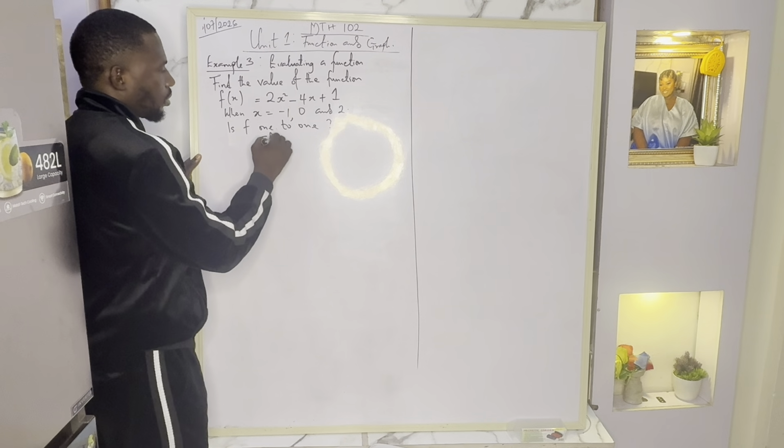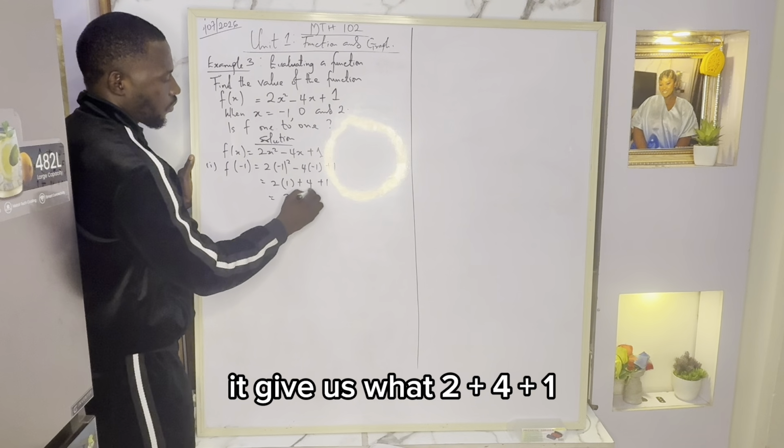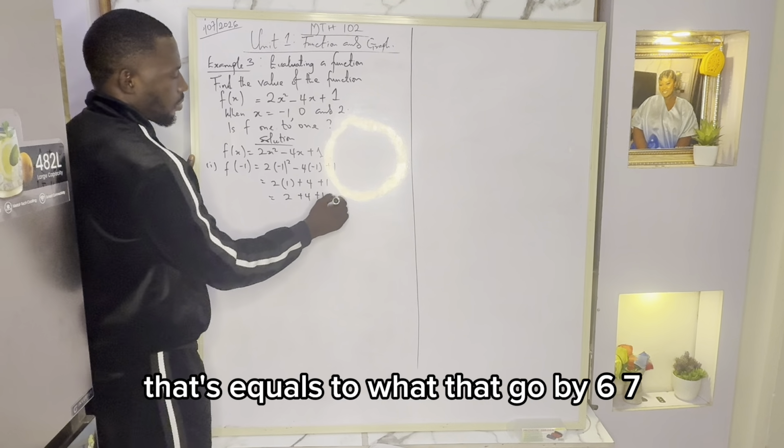From the question, the equation is f of x equals 2x squared minus 4x plus 1. Our first one is to find f of minus 1, which equals 2 open bracket minus 1 squared minus 4 open bracket minus 1 plus 1. Then we have 2 open bracket 1, minus times minus 4, minus times minus gives us plus 4, plus 1. It gives us 2 plus 4 plus 1, which equals 7.